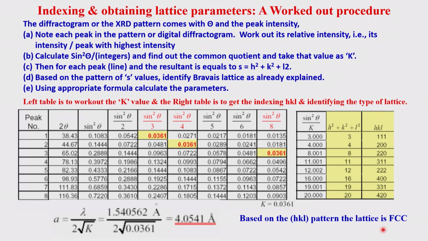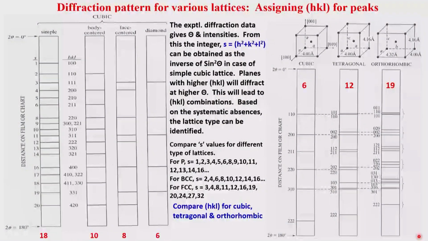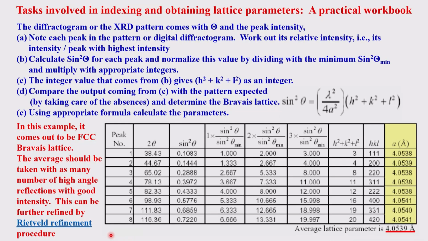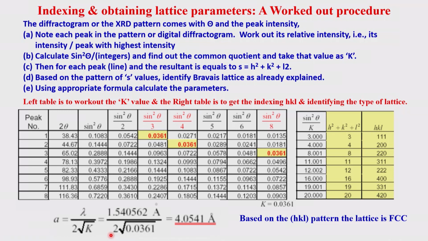If you look at these particular HKLs which are present, and you will know which are absent, you can match with what we have earlier. So I showed here, you can see which are all present, which are all absent. In this case it is FCC in this example, because that matches with these ones. So 111, 200, then 220, etc. Those are the ones which are present. But you need to compare, of course, the absences. That is what is done, and therefore this HKL pattern is FCC.